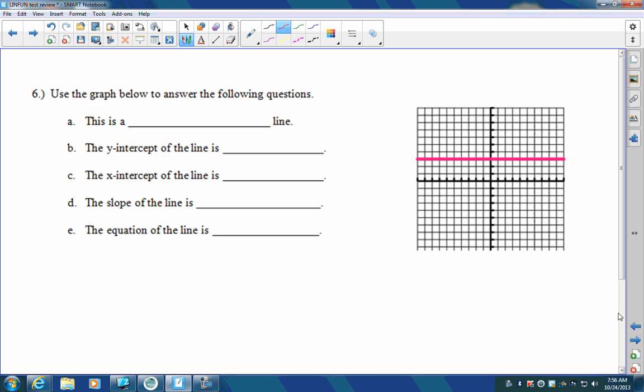Here's number 6. On number 6, you need to think about what type of line this is. It goes across. It is a horizontal line. It says the y-intercept. Now remember, some of you need to label your graphs every time you see it, x and y. The y-intercept is where it crosses the y-axis, which is right here. It is 1, 2, 3. You should have gotten (0, 3).